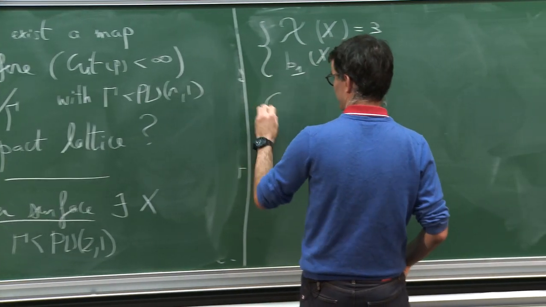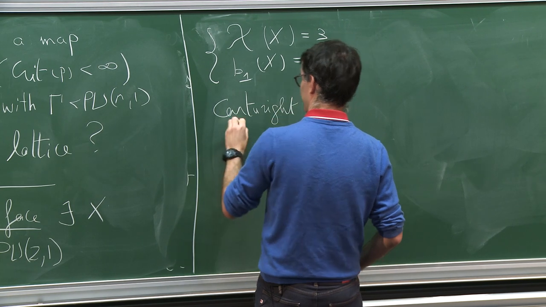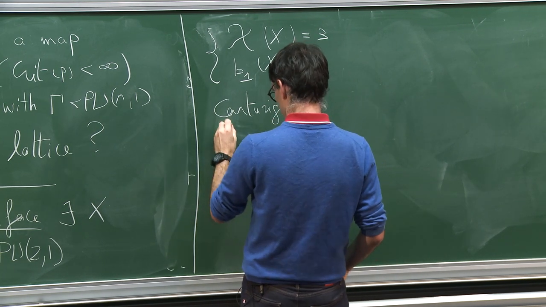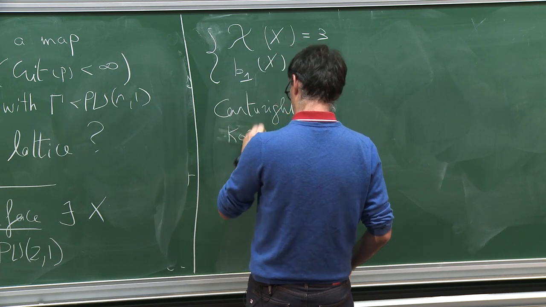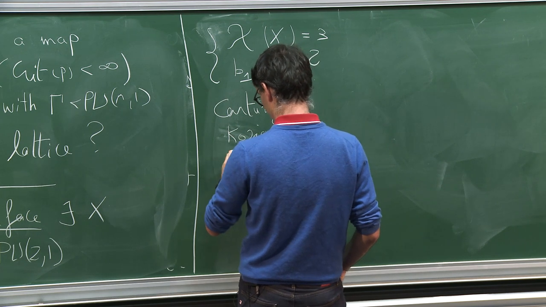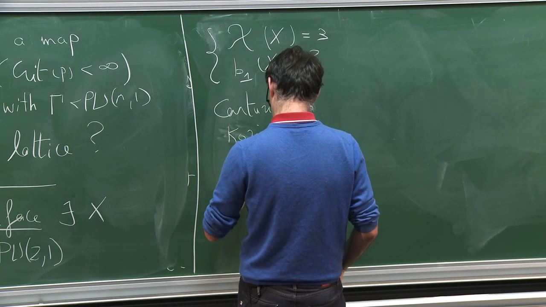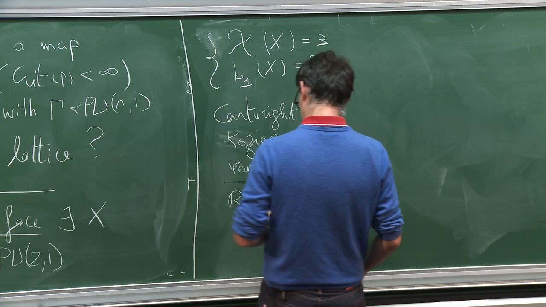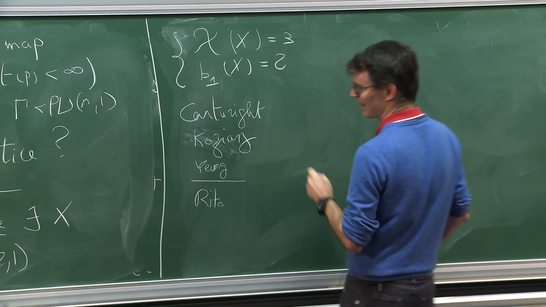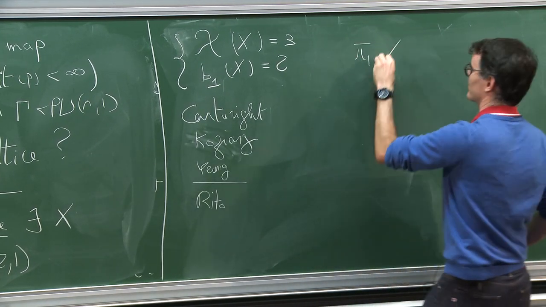And so Cartwright, Koziarz, and Yeung proved that, and I think independently Rito, they proved that the Albanese map of this surface, which I did not define, has finitely many critical points. So what does this mean? So you have the pi_1 of X.